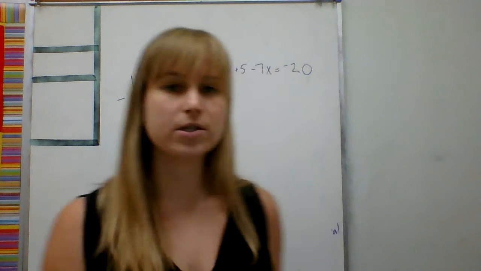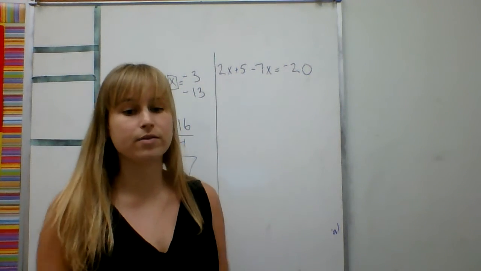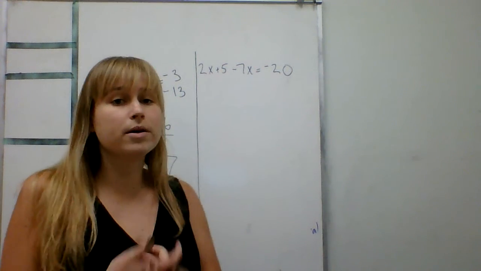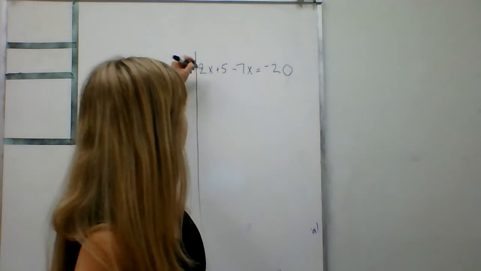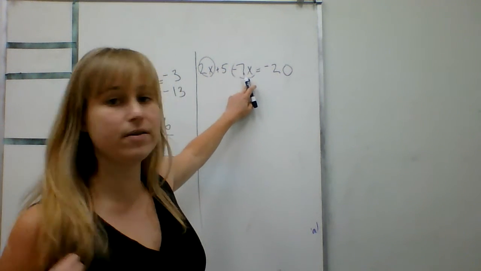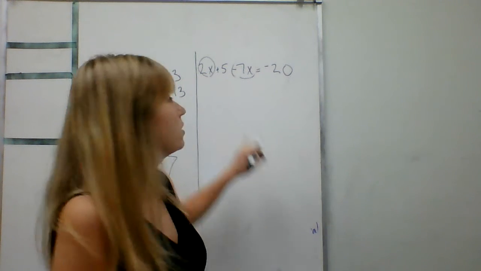All right, we got one more example to do together. 2x plus 5 minus 7x is equal to negative 20. Before I move any numbers, I'm just going to combine like terms. I have 2x and I have negative 7x that are on the same side of the equal sign. They're both on the left side. So I'm going to combine them.